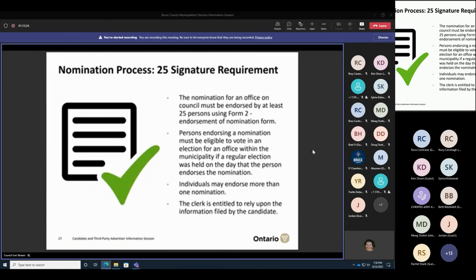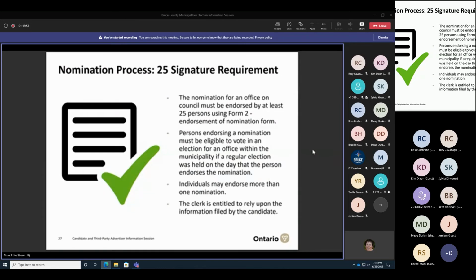So nomination process, 25 signatures required. Municipal council candidates are required to obtain 25 nomination signatures on Form 2. Ontario Regulation 101/97 provides an exception to this requirement for candidates in municipalities with less than 4,000 electors. The requirement for nominators to sign nomination forms does not apply to school board candidates.